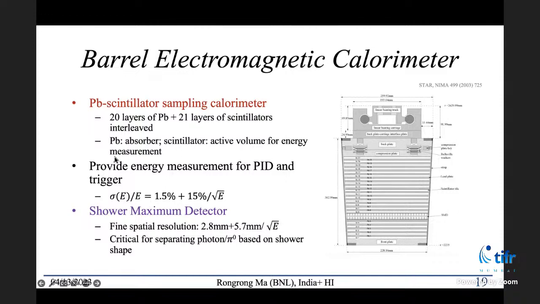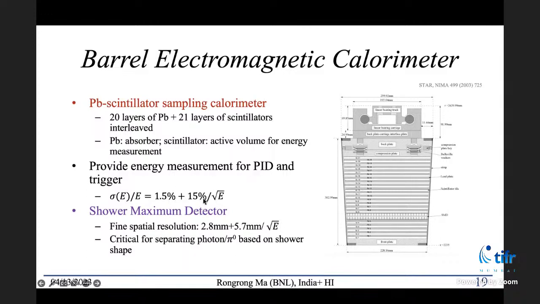Here the lead is used as an absorber, meaning if a particle comes in, it will lose a majority of its energy in the lead. The scintillator is used as the active volume. The energy lost in the scintillator by the particle will be collected and used for energy measurement. The reason it's called sampling is that only a fraction of the energy is deposited in the scintillator and collected and measured. As you can see, the main measurement provided by the BEMC is the energy measurement.